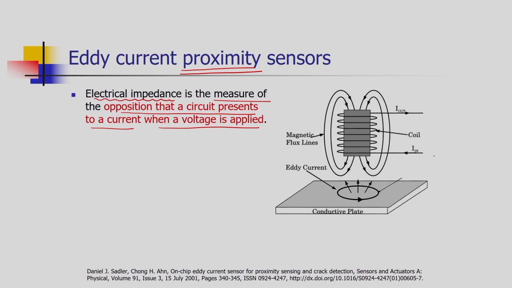You can understand the working of this sensor by studying the diagram. Here you can see there is a coil which is wound over a core. An alternating current is applied to this coil, and due to that alternating current, magnetic flux is generated. These are the magnetic flux lines. When this alternating current carrying coil comes in the vicinity of a conductive plate, then what happens? Eddy currents are generated.